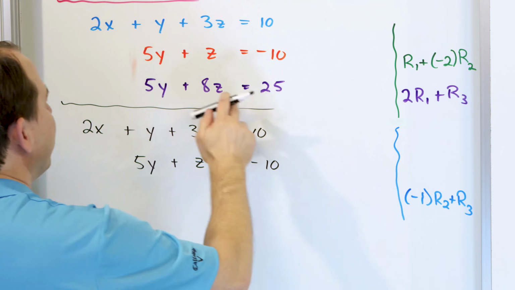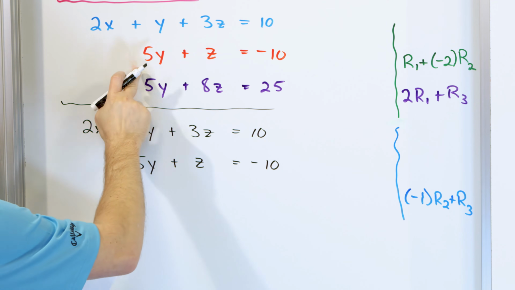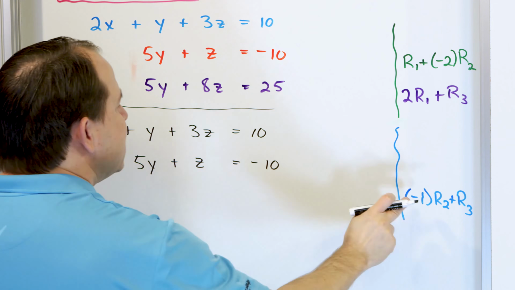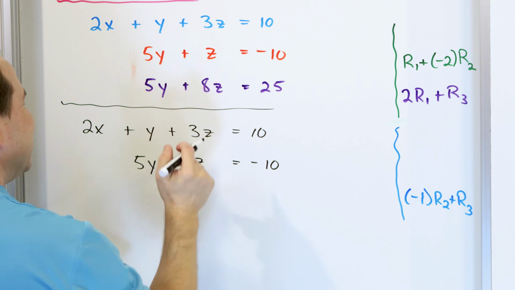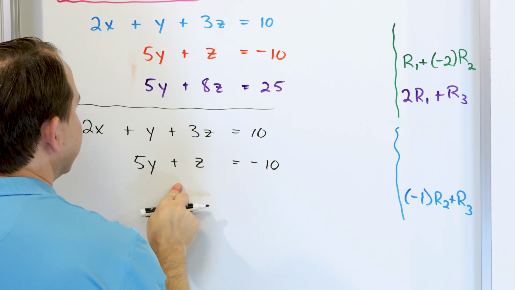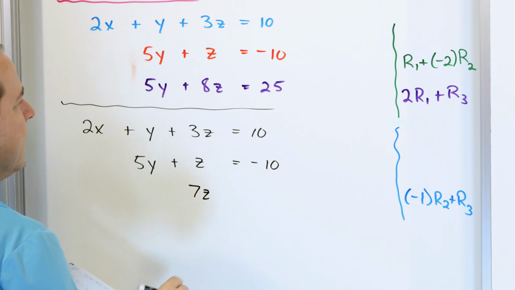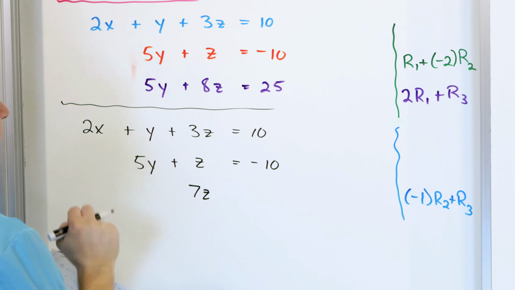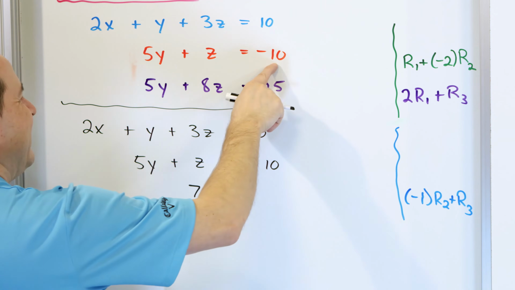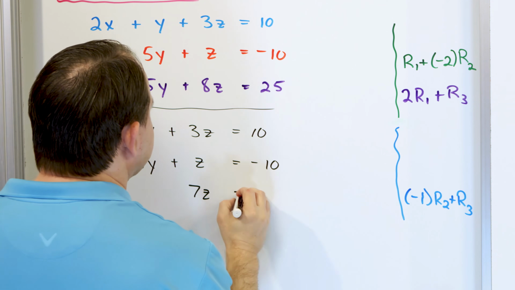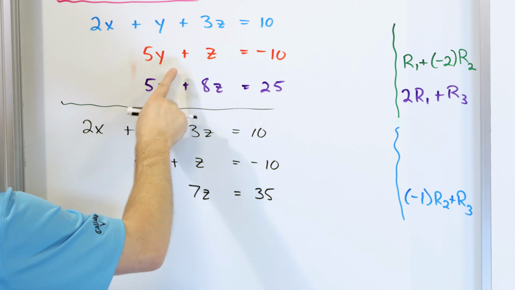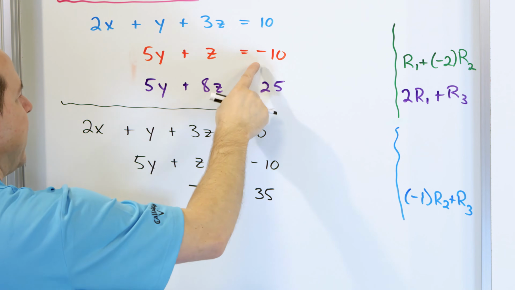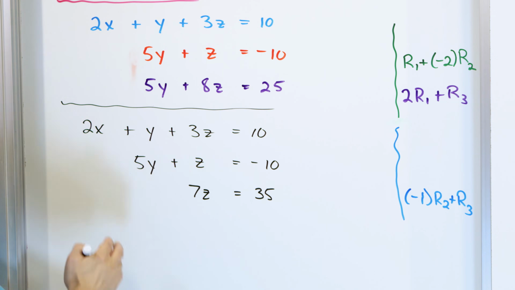So when we have negative 1 times the 5y, we get a negative 5y. We add it to this, it gives us 0. Negative 1 times z gives us negative z. Negative 1 plus 8 gives us a positive 7z. Negative 1 times 10 is negative 10, plus 25 is 35. So all we did was take negative 1 times this, plus this, and we get our third equation. This is now in triangular form.